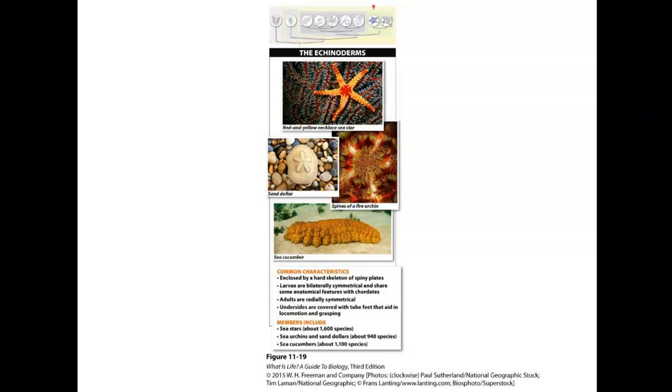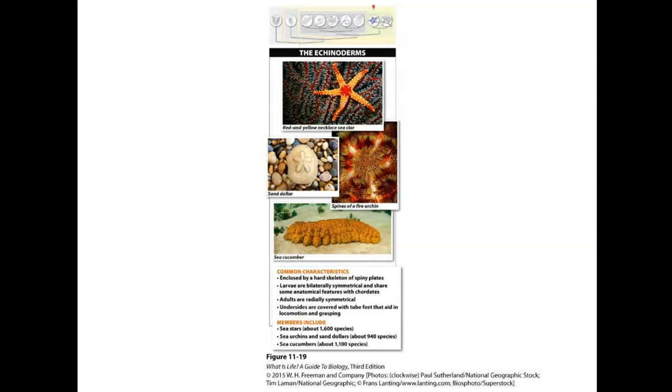They do not have a brain, but they do contain a central ring of nerves, and it's going to branch into each appendage. They have what's known as tube feet. These are going to be extensions of internal systems, water-filled tubes. They're going to radiate throughout the body, and they're going to be used for locomotion and for feeding. They are closely related to the chordates.